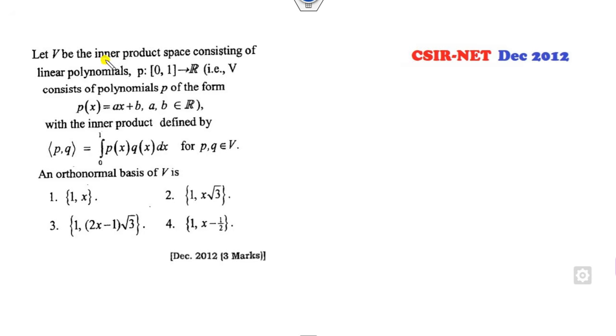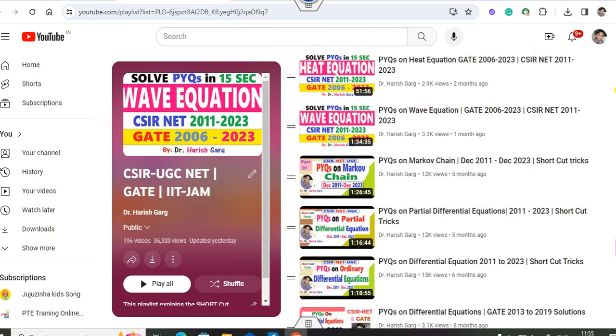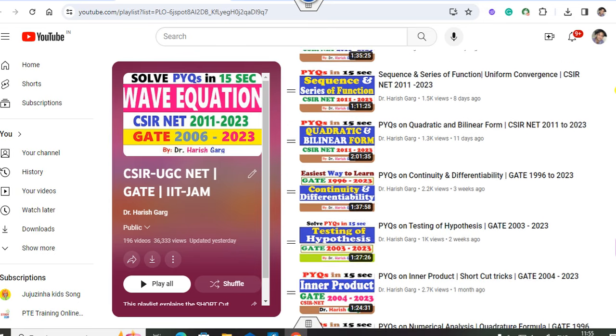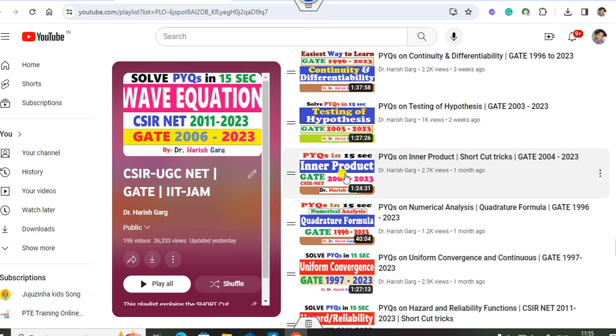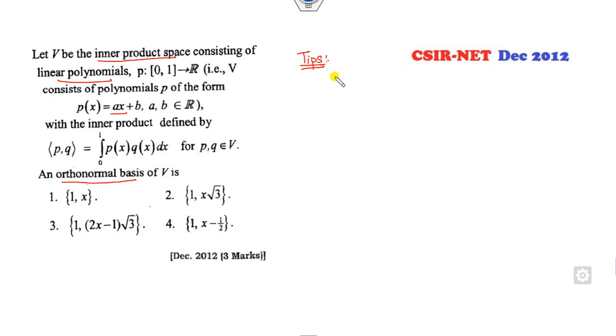Look at this another one. V is the inner product space of the linear polynomial, and which of the following is orthonormal? As I told you in the earlier tips of my previous lecture on the inner product space for the GATE examination, right now we are talking here: if you have two vectors u and v, these are called orthonormal if they satisfy two properties. The first one is the inner product must be 0, the second one is the norm should be 1. Fine. Now we look at that.